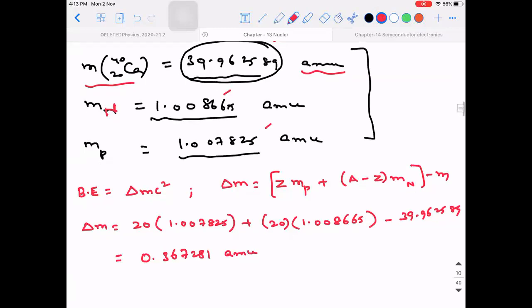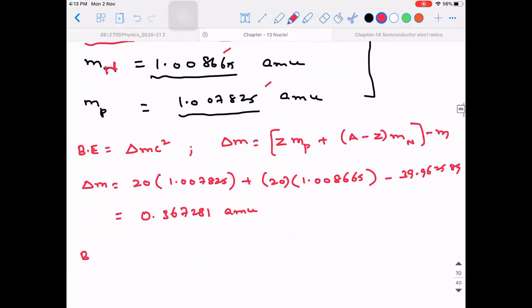Okay. So how do we find binding energy? You know delta m, 0.367281, into c square, which is how much? 9 into 10 power 16. Am I right? Yes or no? Are you able to understand why 9 into 10 power 16 came actually, right?